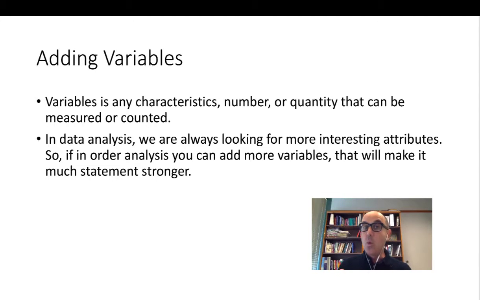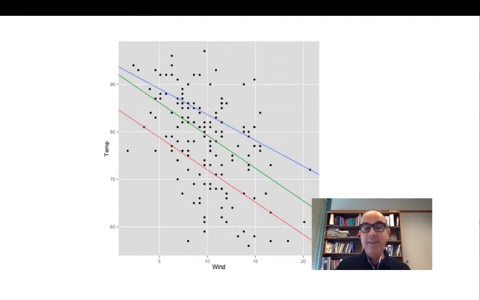We did not define yet what it is. We talked about the variables in the beginning. We talked about categorical variables and numerical variables, but a variable is a characteristic, number, or quality that can be measured or counted. And in data analysis, we are looking for more interesting attributes. So in this sense, wind versus temperature, we are adding more attributes or more variables in the color of the red line, the green line, and the blue line.